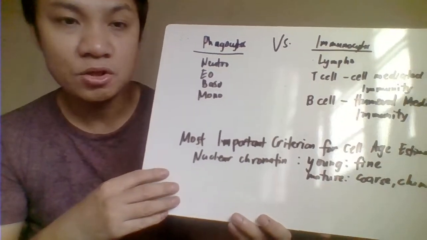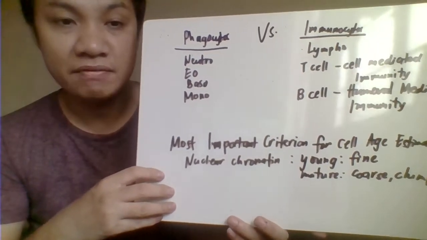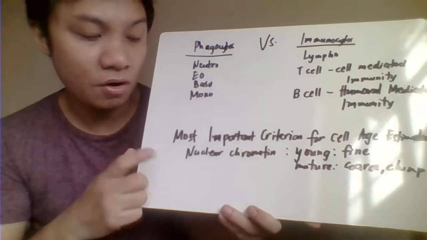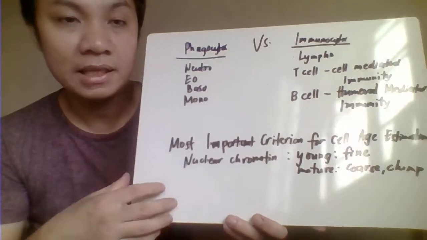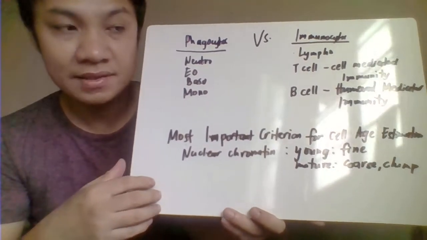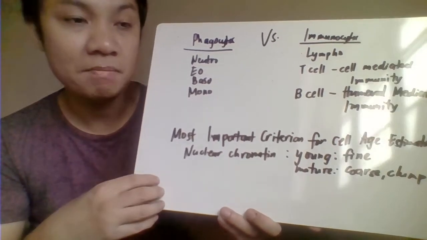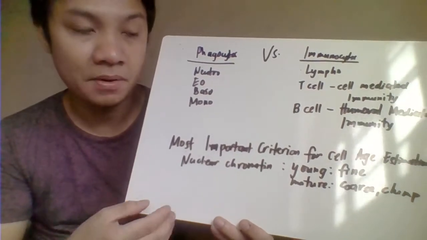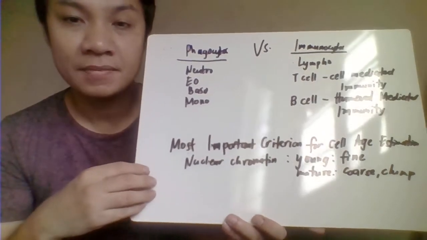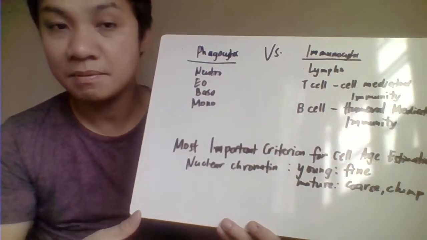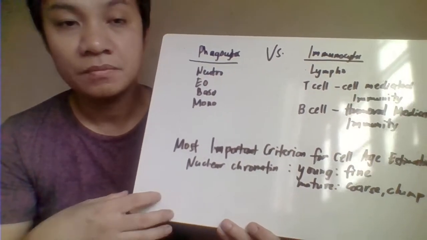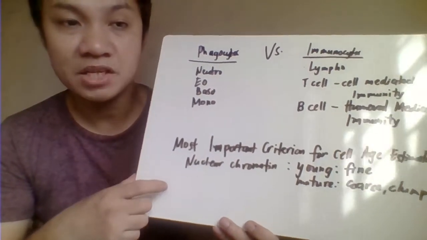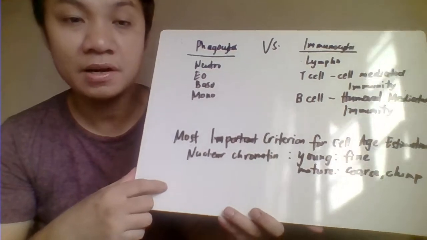Okay, for us to know if the cell is already mature or young, the most important criterion we need to base on is the nuclear chromatin pattern. If the cell is a young cell, the nuclear chromatin pattern is still fine. But as it matures, it becomes coarser and clumped. We could not rely on the color of the cytoplasm or the nucleus, or even the size, as to the maturity. The best way, by estimation, is by observing the nuclear chromatin pattern.